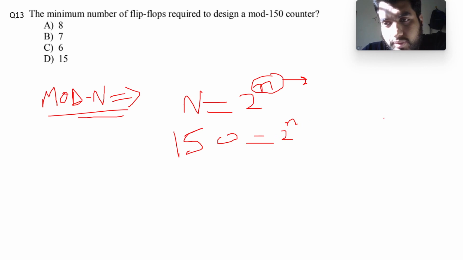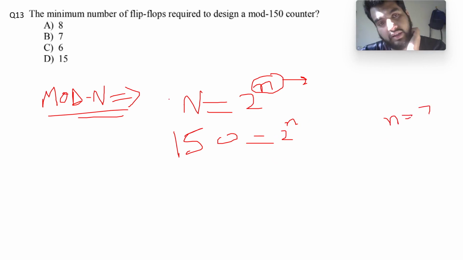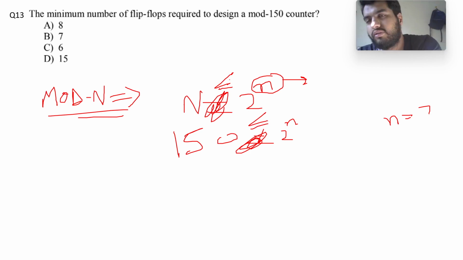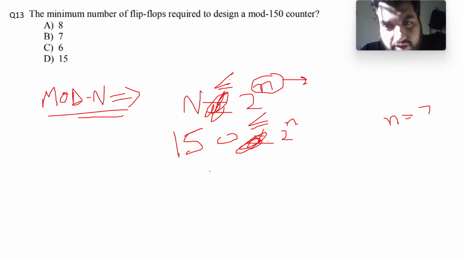So let us assume n is equal to 7, that means 2 raised to power 7 is equal to 128. Now this is not an equality, 2 raised to power n should be greater or equal to this, because the modulus won't always be an exact power. That's why we have this inequality here. So for n equal to 7, that means 150 is less or equal to 128. That's not true. So that means n equal to 8.